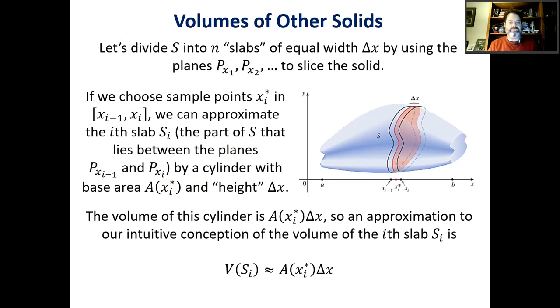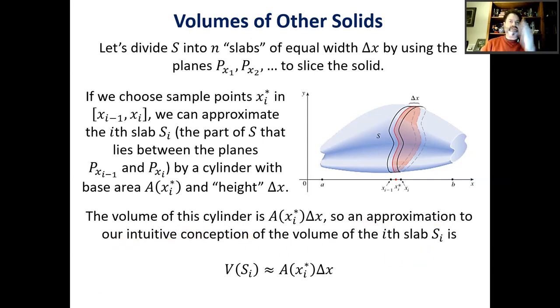And so the volume of each cylinder, again, when I say cylinder, I mean the slabs themselves, not the whole thing. So make sure that you got that definition understood. So the volume is area times delta x. If you want to think of it as base times height, using the formula from a few slides ago. So we can approximate the intuitive conception of the volume of the ith slab.